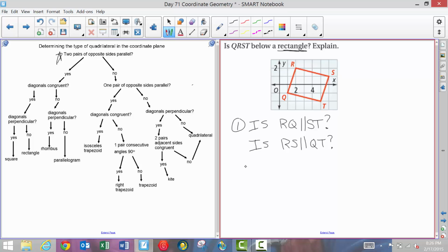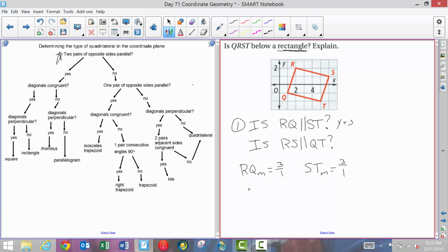So let's do RQ slope. Remember, lowercase m in math is representing slope. So R to Q. So it's rise 1, 2, 3, 1. So it's 3 over 1. ST slope is up 1, 2, 3 over 1. So same slope, yes, they're parallel.